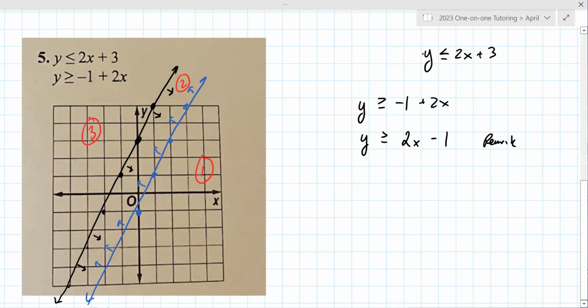2, 1, 2, 3, not 4. You're looking for the overlap, meaning where they're both true. So that's everything in the middle here.